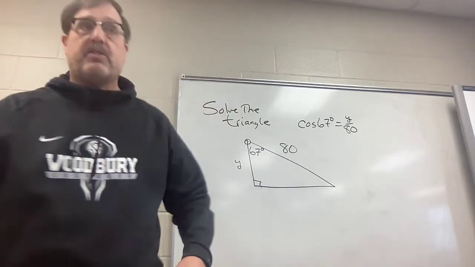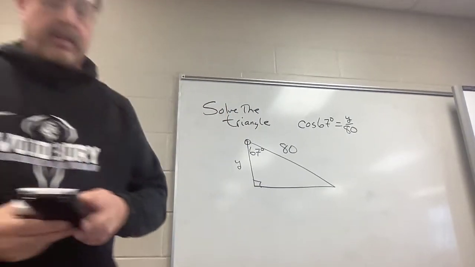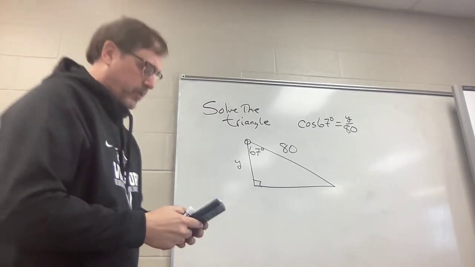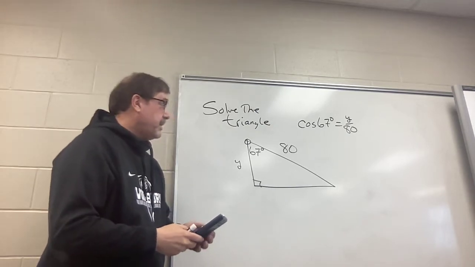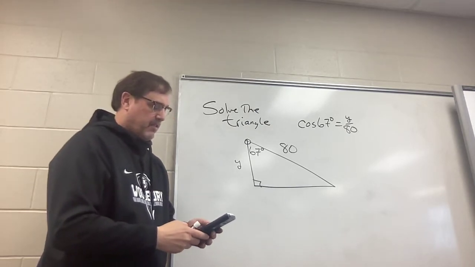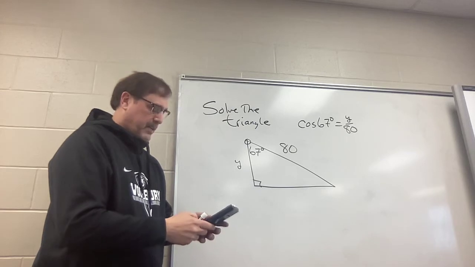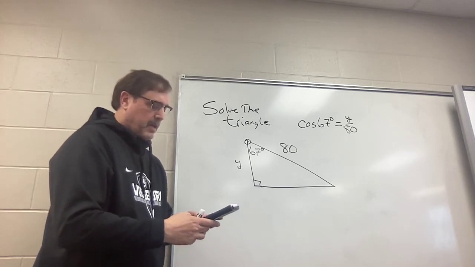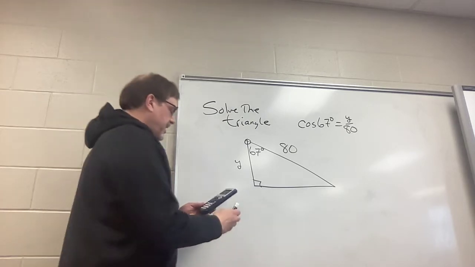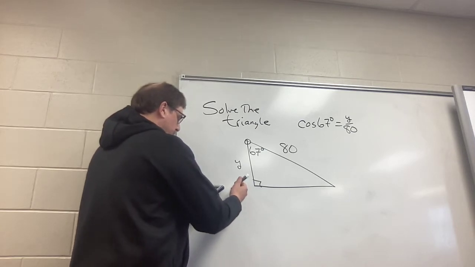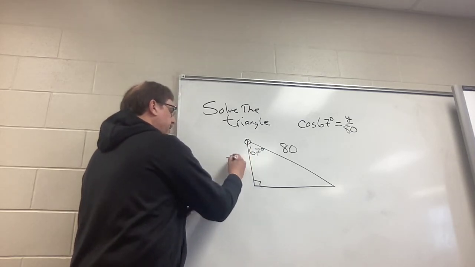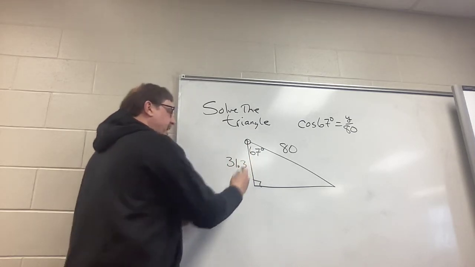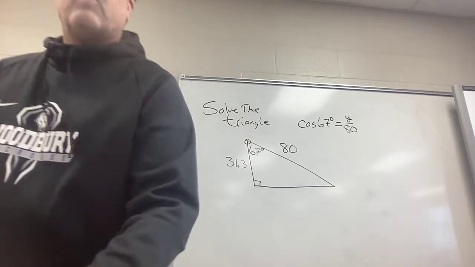And I believe all of us who participated know that easily, we are just going to make sure we're still in degrees, which I am. I'm going to do the cosine of 67 degrees, and I'm going to take that times 80, and I'm going to get, to the nearest tenths, 31.3. Say that's what I got. That's what I got. Cool.